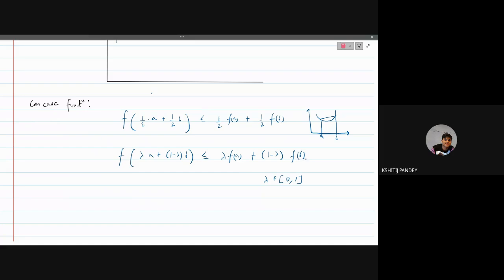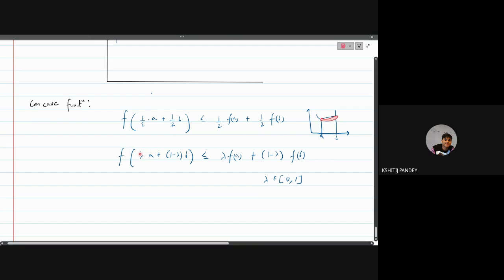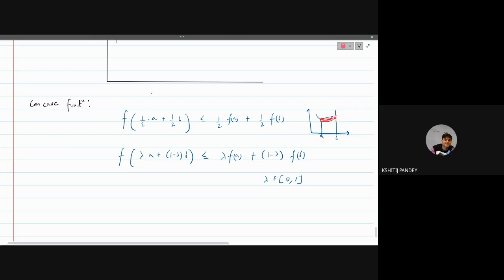So by this inequality, you are stating this for any point in the interval a to b. By changing the value of lambda, you can move in this interval. So is this clear? Hello, is this clear? Okay. Yes, it's clear.